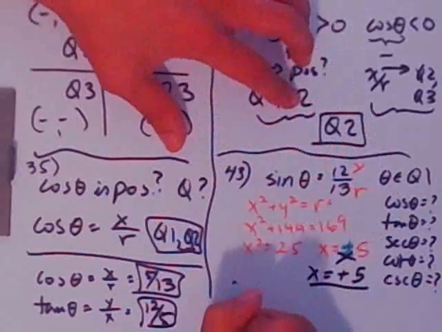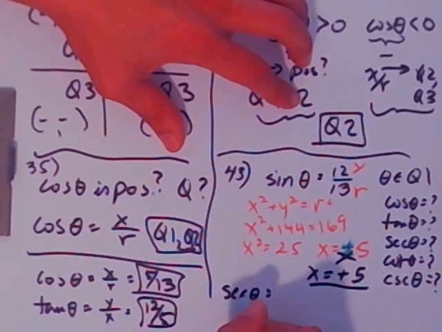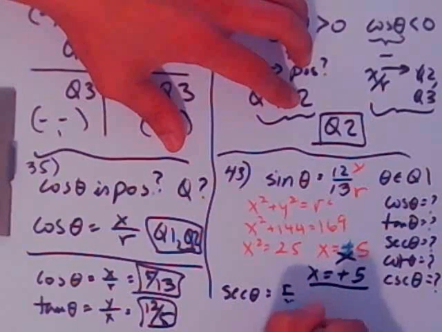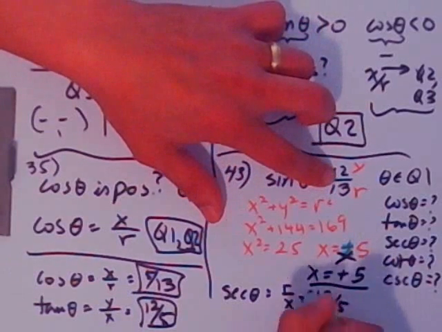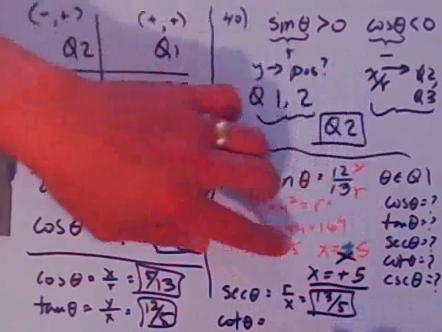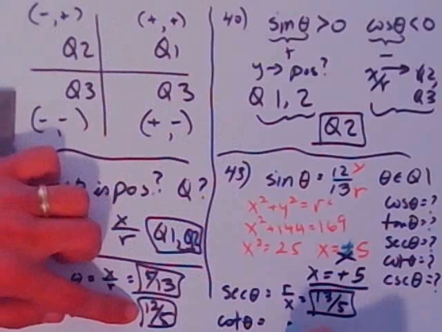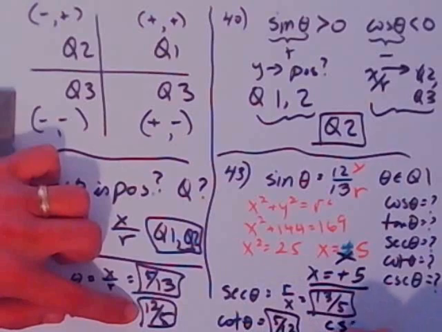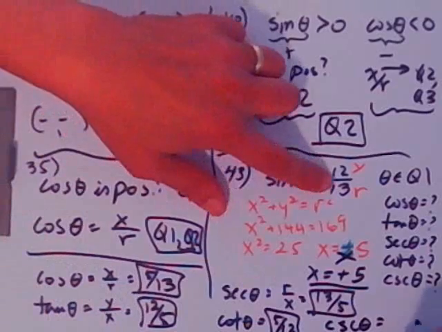What's the secant of the angle? Secant is the reciprocal of the cosine right there. So it's going to be r over x. What's my r? 13 over 5. And what's my cotangent? It's the reciprocal of the tangent function right there. Since I already have it, it's going to be 5 over 12. And the cosecant of the angle is going to be the reciprocal of the sine, which is 13 over 12.